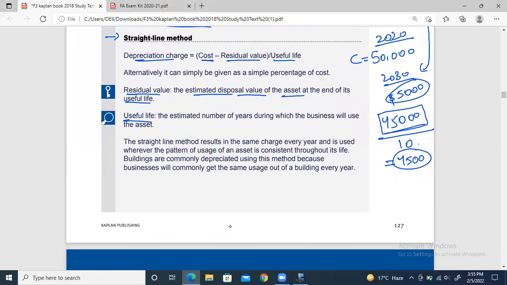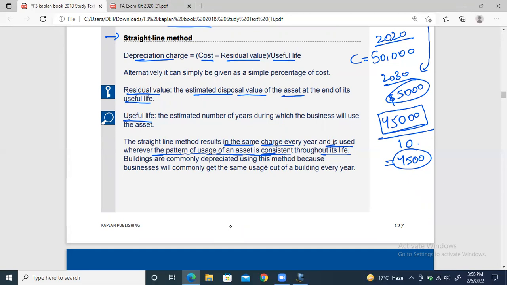Okay, so the straight line method results in the same charge every year, and it is used wherever the pattern of usage of the asset is consistent throughout its life. So that means it's not like we'll use the asset for 1 year and then put it to rest for 3 years, then on the fourth year we'll open it, then again 3 years it will be idle. We'll not use the straight line method in such a scenario. So the key point over here is that the pattern of usage should be consistent throughout its life.